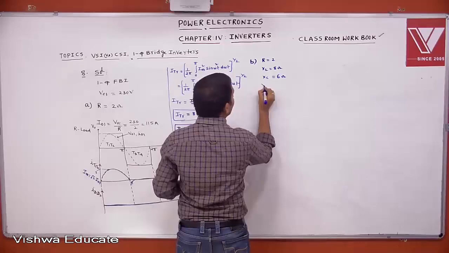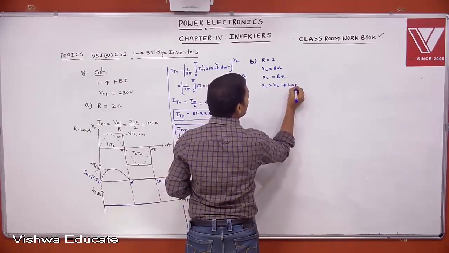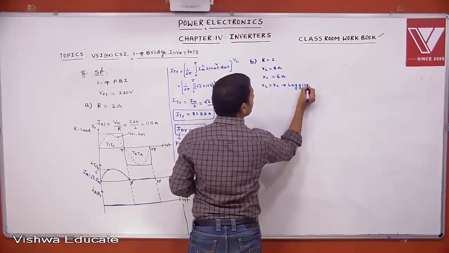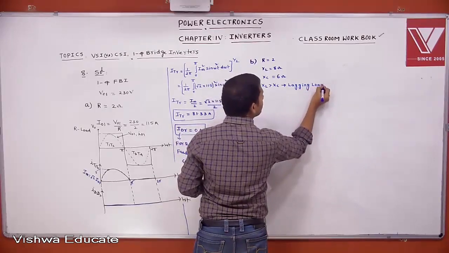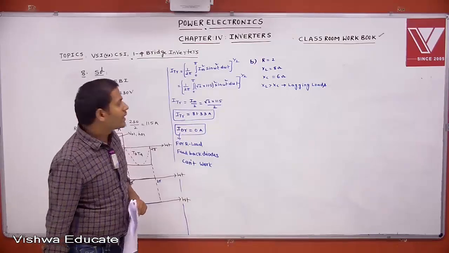Then XL greater than XC. This is lagging or leading? Lagging loads. XL greater than XC, na, this is lagging power factor loads.